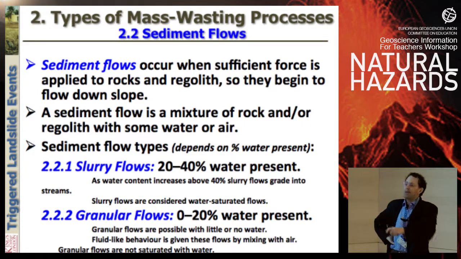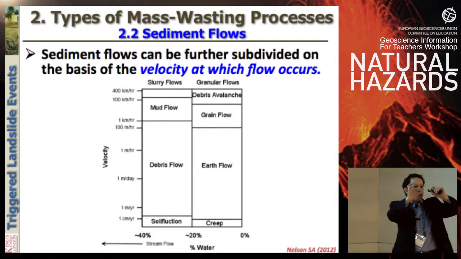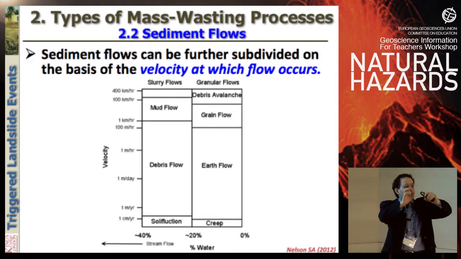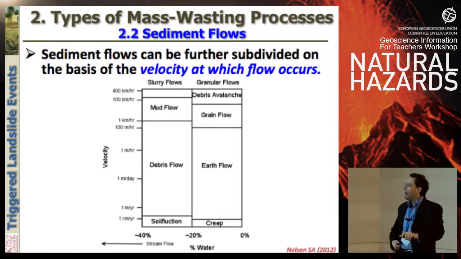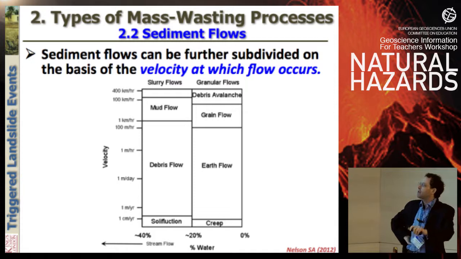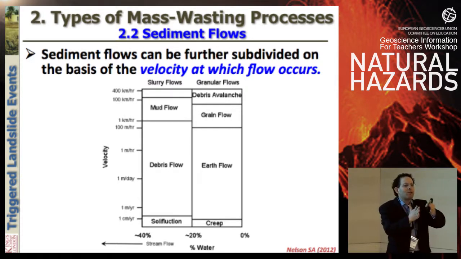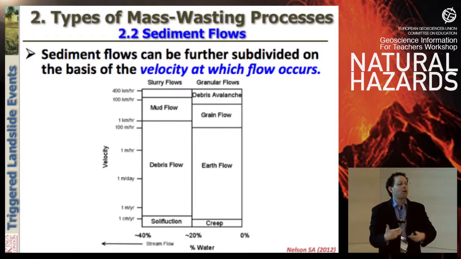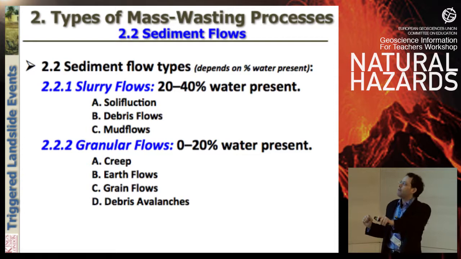0 to 20% are granular flows. And what you have with these little bottles right now is essentially granular flows. You're looking at how it's flowing down if you're looking at these. And we have many classifications. This is just one where we think of it as classified by the amount of water that is taking part with the sediment itself. So slurry flows 20 to 40%, granular flows 0 to 20%.